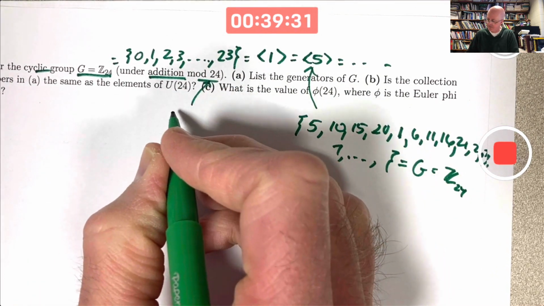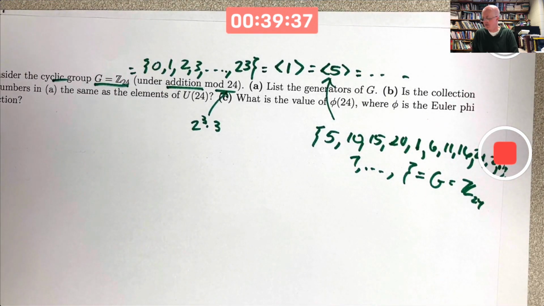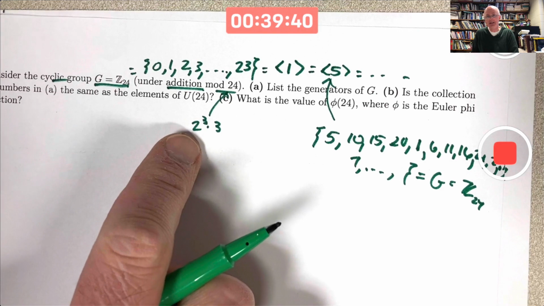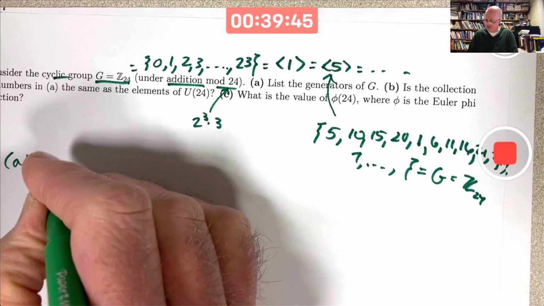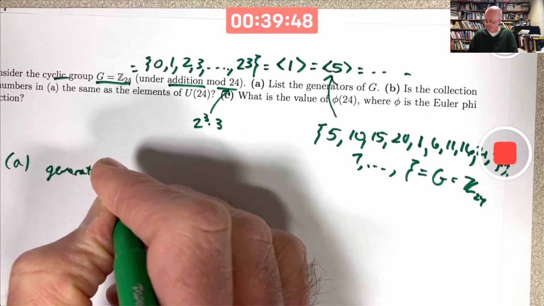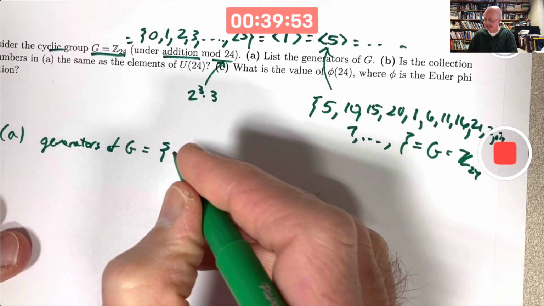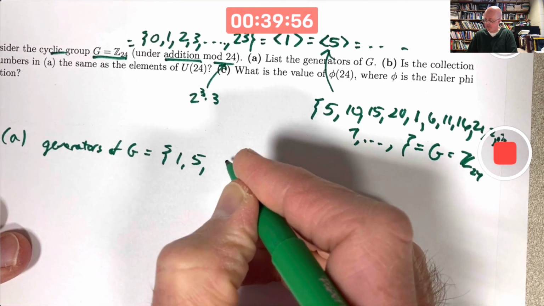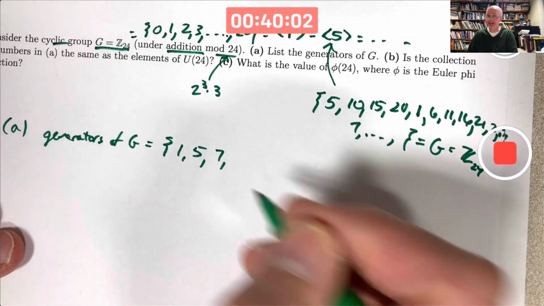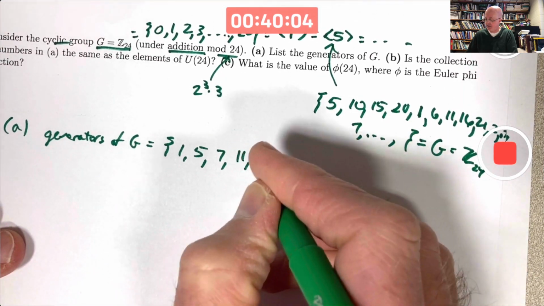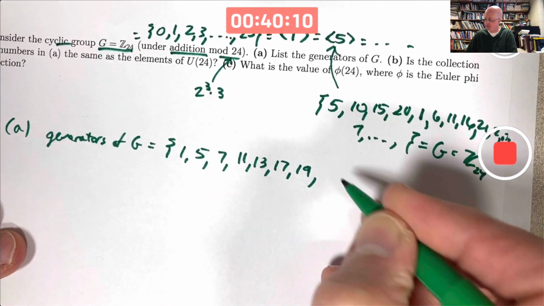24 is 2 cubed times 3. So we're looking for all the numbers between 0 and 23 that are not even and also not multiples of 3. The generators of G, as a set, not as a group, but as a set, consist of 1, 5, 7, right? I don't want any even numbers. I also don't want any multiples of 3. I need to skip over 9, go to 11, then 13, skip over 15 to 17, then 19, skip over 21 to 23.